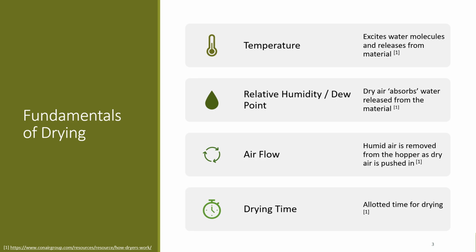Next, we want to move the moisture out of the dryer using airflow through the system. This removes the humid air from the hopper and introduces dry air back in. Faster airflow leads to quicker cycling of the air at the expense of drying efficiency. Finally, we have drying time. This is the overall time allotted for the material to dry.